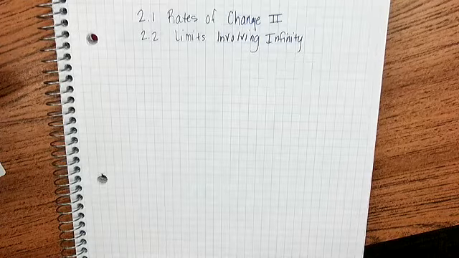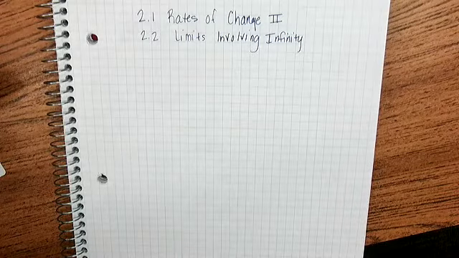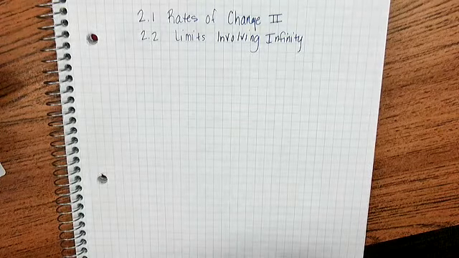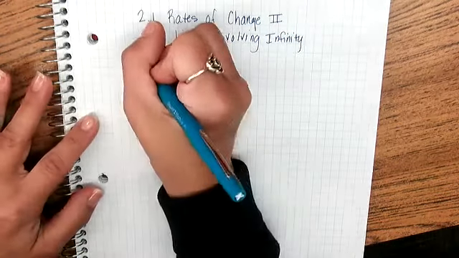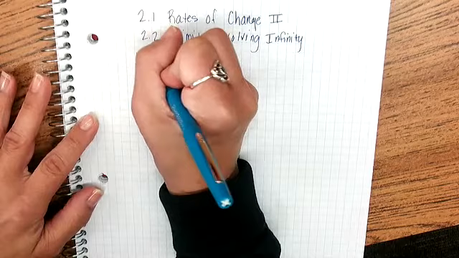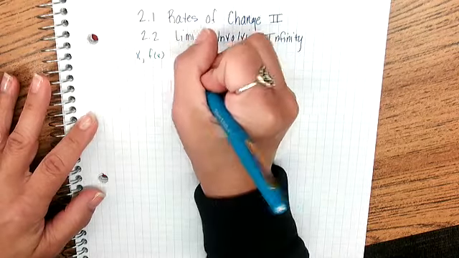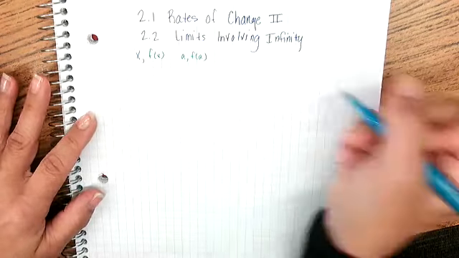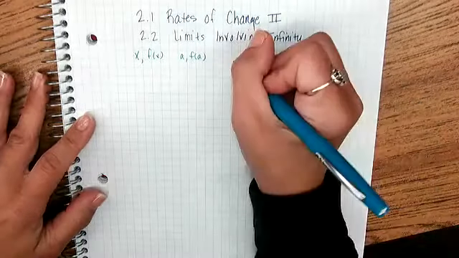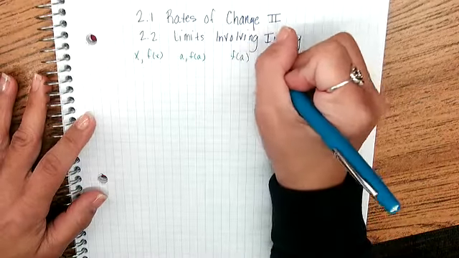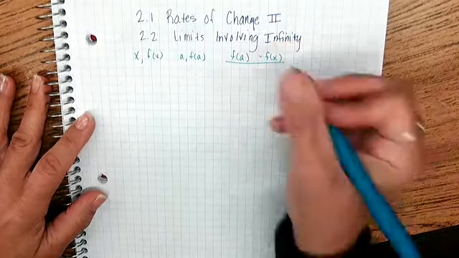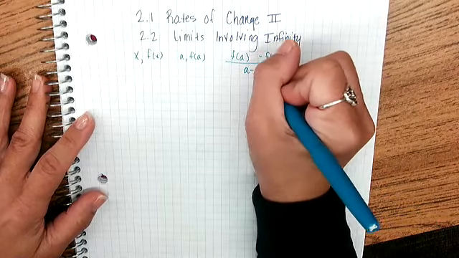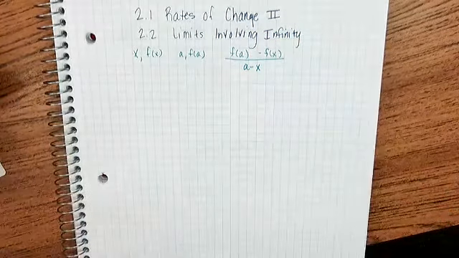So in the last video, even though the title was rates of change, we didn't really talk about anything involving a rate of change. So let's look at that now. Remember that rate of change is a fancy word for slope. So if you have some point x, f of x, and another point a, f of a, the rate of change is f of a minus f of x all over a minus x. And of course, the order doesn't matter.